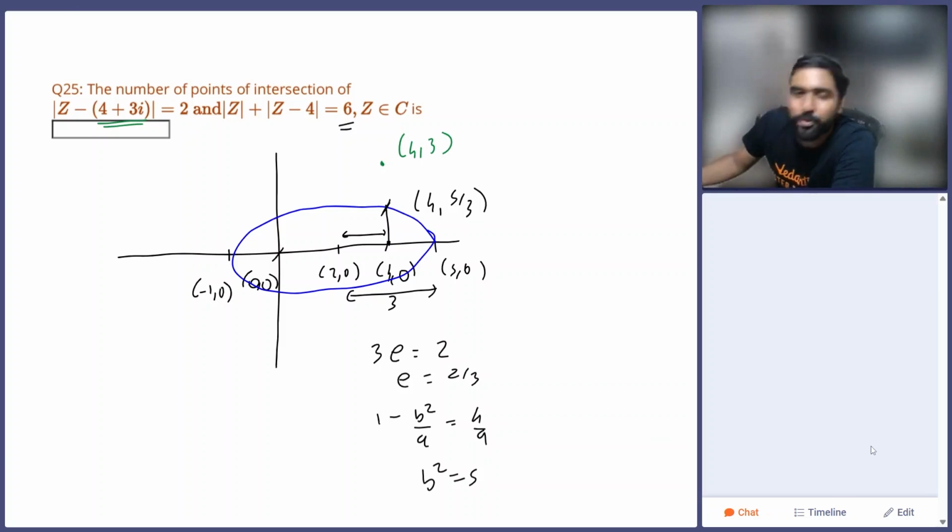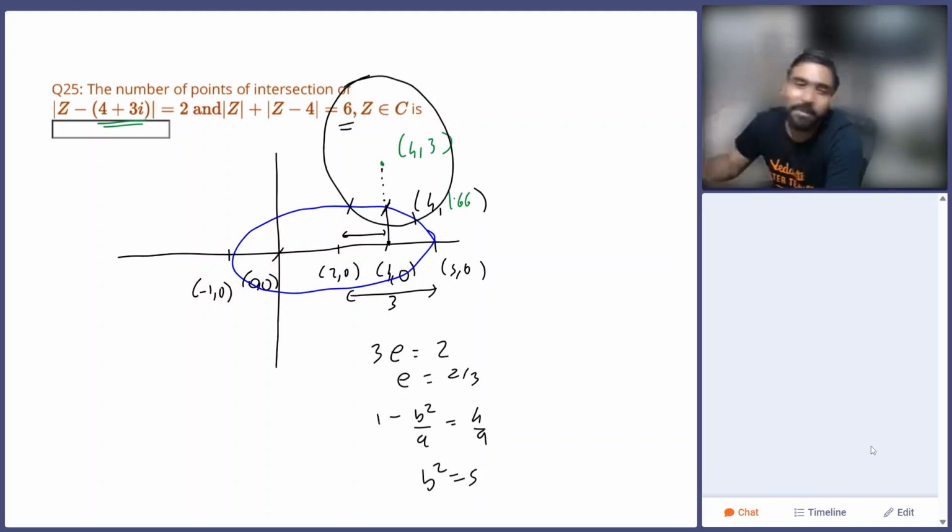Now can you see that 5 by 3 is actually 1.66. Right, which means the distance between the center and this uppermost point is 1.44. It is actually less than the radius of the circle. So the circle will come in such a fashion and cut the ellipse at 2 points, meaning that the number of points of intersection of these two curves will be 2, and that is the answer for this question. Okay, so yes, that is the last question that we have. It's a basic direct manipulation question over here. Simple application of the geometry of complex numbers.